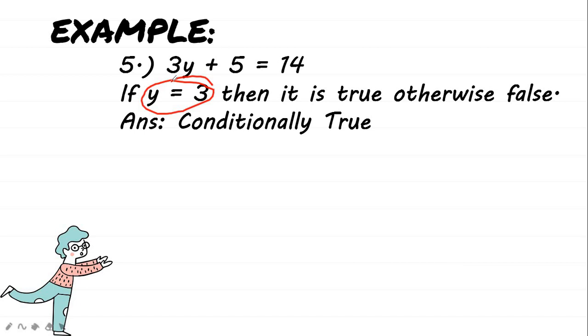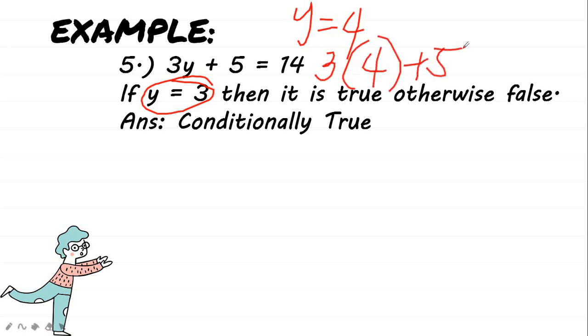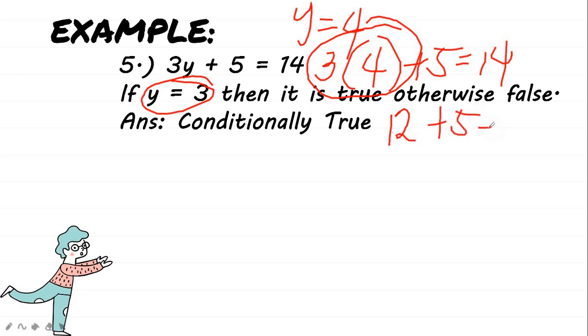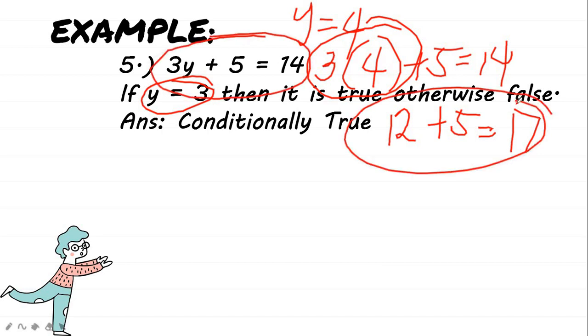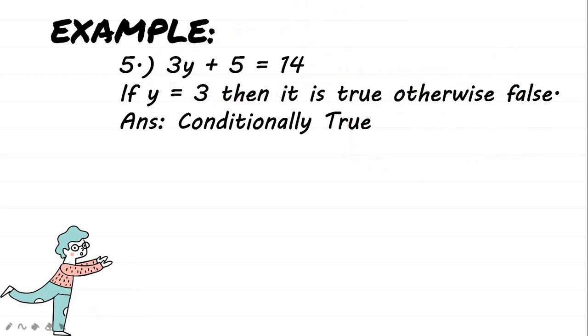Let's try. If y is equal to 4, it will be 3 times 4 plus 5 equals 14. Wherein if we combine 3 multiplied by 4, that is 12, and then plus 5, that is already equal to 17, which is false to the given statement. So this is conditionally true. Only one specific value is needed for this statement to become true.